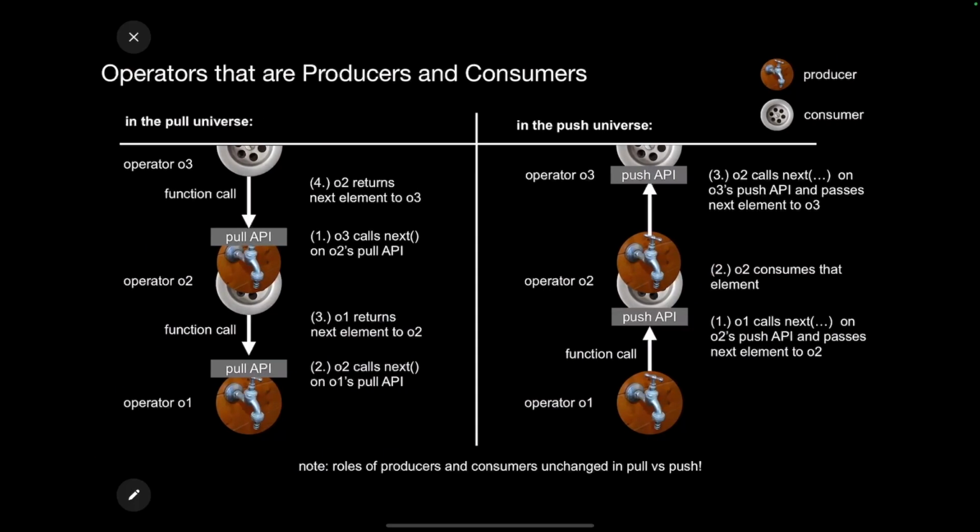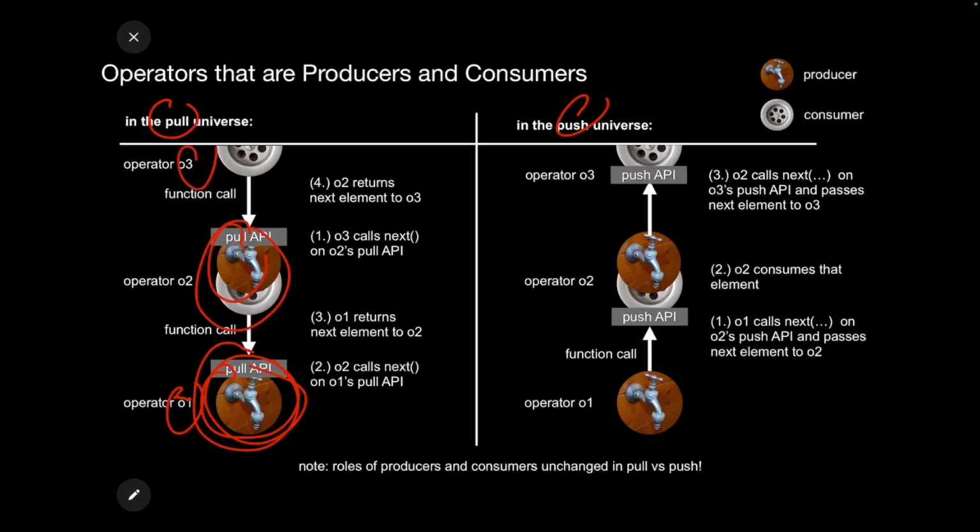Okay, so here's also something we discussed a bit in the break. So here's again both universes, pull on the left and push on the right. And you will see there are operators that are both sources and sinks. So here this operator O1 just produces data, but it doesn't consume anything. In other words, there's no child operator for this operator O1. That's why there's only this image of the source. Then this operator O2 is both at the same time. It is a sink and a source. It is a sink with respect to the data coming from O1, and it's a source with respect to the data being sent to operator O3.